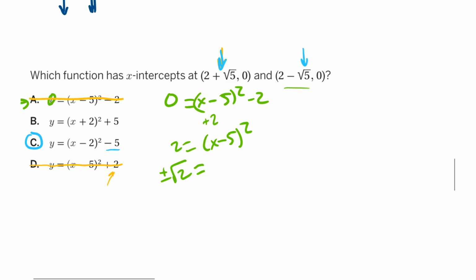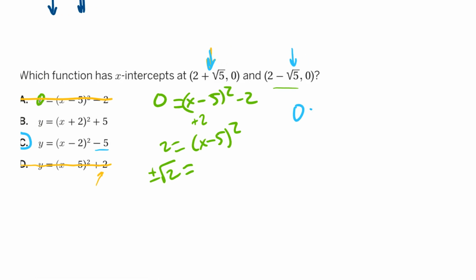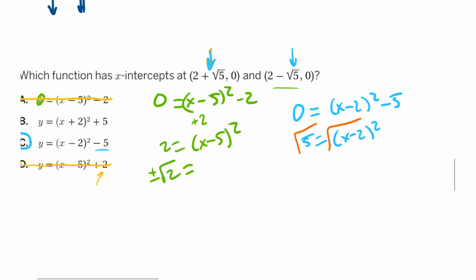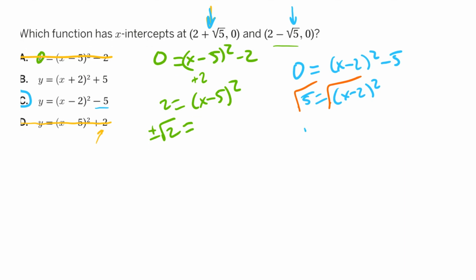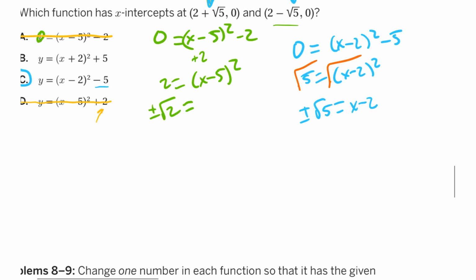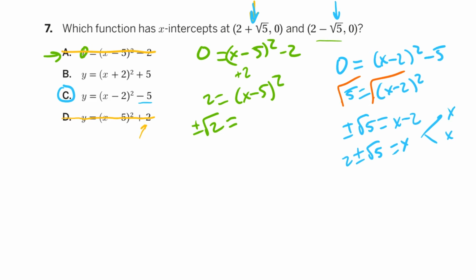And so just to prove that, I will go ahead and actually do C to make sure that it works here. And I'm going to add 5 to both sides. I'm going to square root both sides to get plus or minus root 5 equals x minus 2. I'm going to add 2 to both sides to get 2 plus or minus root 5. And yes, I would agree that this one works because I get 2 plus root 5 and 2 minus root 5 as my x-intercepts. So for our answer for 7, we should get C.